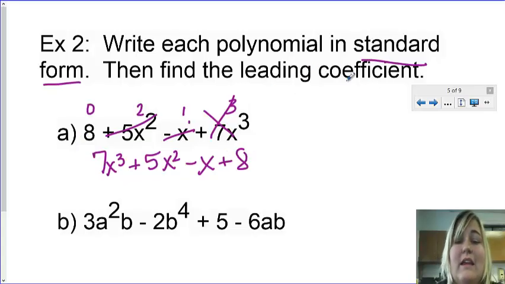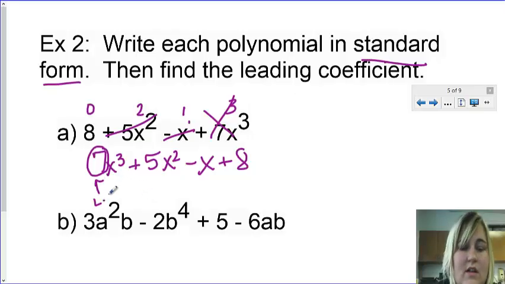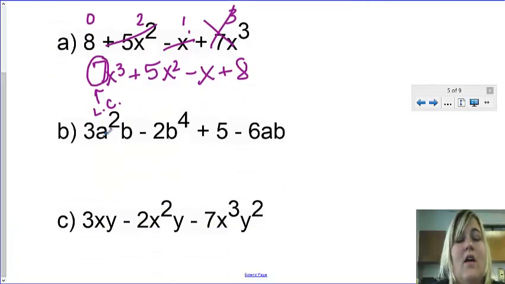8. The leading coefficient is the coefficient that is in the lead. The coefficient, remember, is always going to be numerical, so it is going to be this 7 that is in the lead. That's my leading coefficient. I'm just going to put LC. I know what that means. Alright, on to the next one.